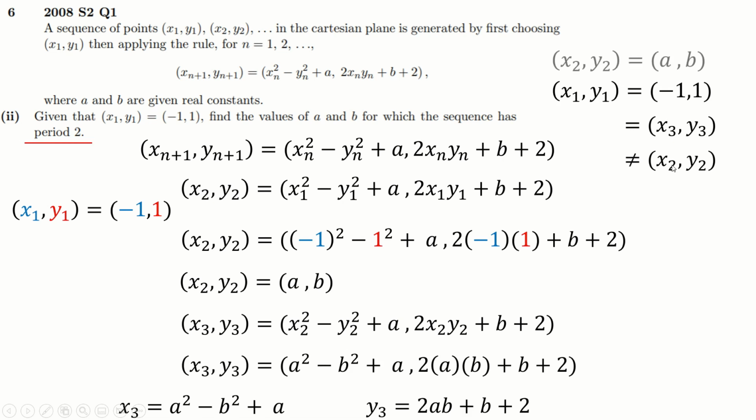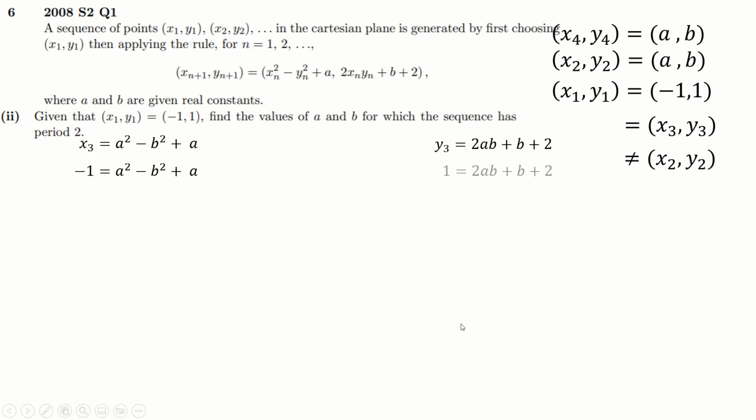So x2, y2 is AB. We already actually found that one. So this sequence needs to go -1, 1 to AB to -1, 1 to AB to -1, 1, which is going to be x5, y5, right? So in other words, x3 has to be -1. So we can say -1 equals this, and y3 is 1, so 1 equals that. And we can try and solve this. So here it is. We can try and solve that for a and b.